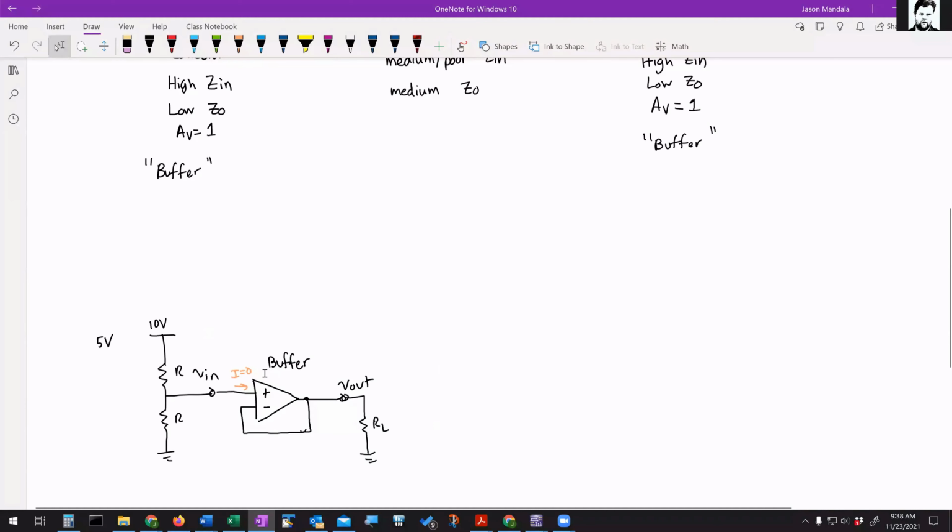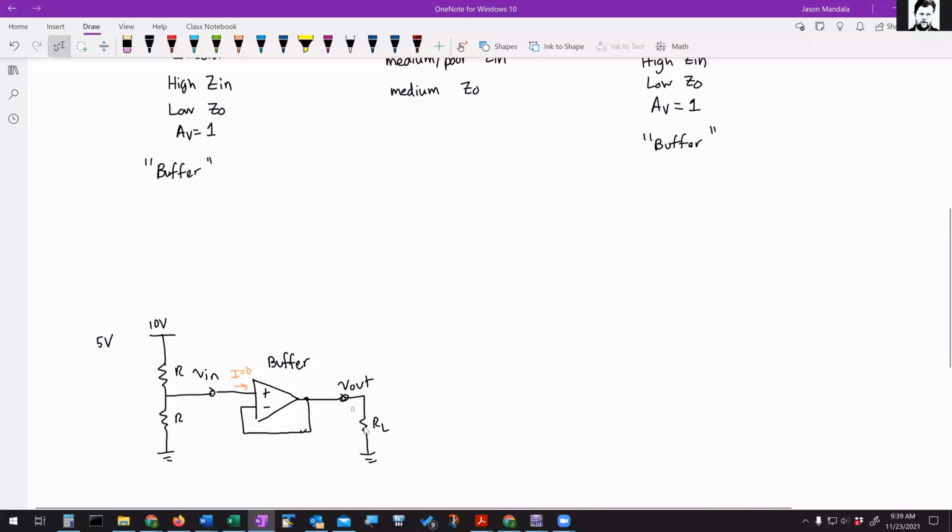Because all this buffer does is provide a gain of 1, right? So whatever voltage it sees here, it essentially copies that voltage to the output. But the magic part is that it does it without pulling any current from whatever it is it's measuring. So if it was pulling current, then it would alter this voltage divider, okay? But if it's not pulling any current, then that means this voltage divider will remain the same as it was before I connected this op amp.